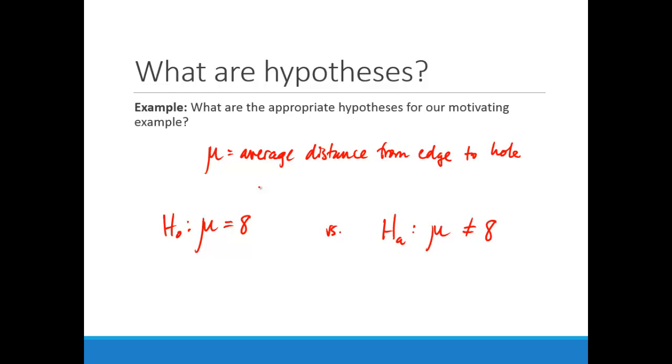But we'll start with the idea that mu is actually equal to 8. So this is sort of like my mu 0, or my hypothesized value for the population mean mu. I'm not interested in knowing if the hole is punched more than 8 millimeters from the edge of the paper or less than 8 millimeters. I just want to know if it's different from 8, if it's somehow not equal to 8.